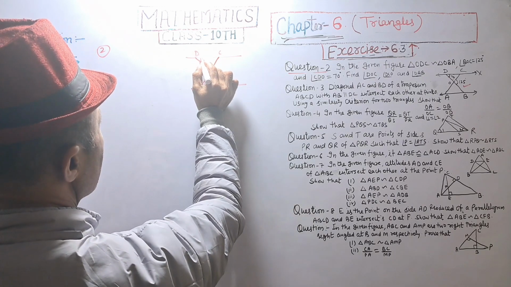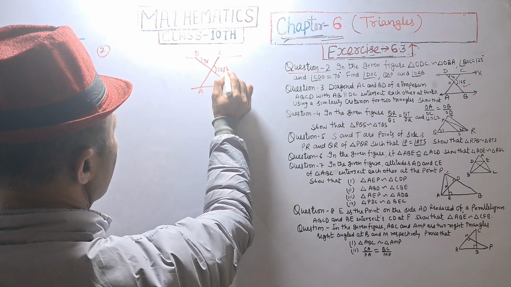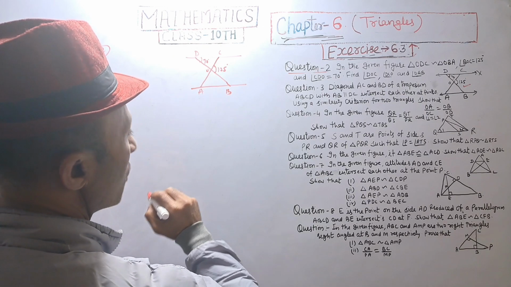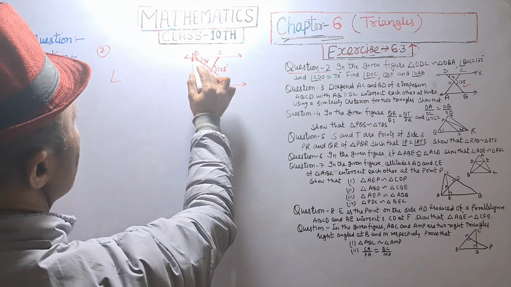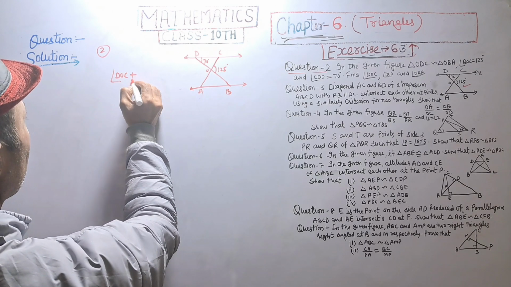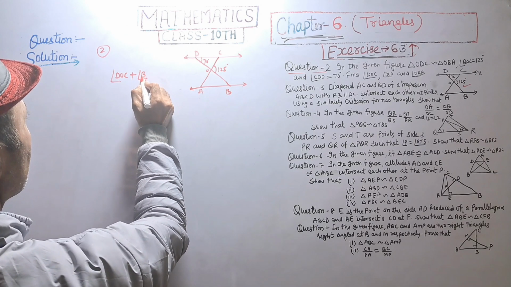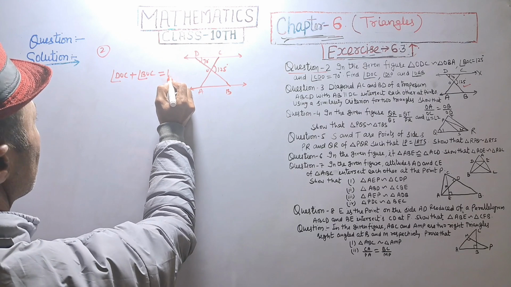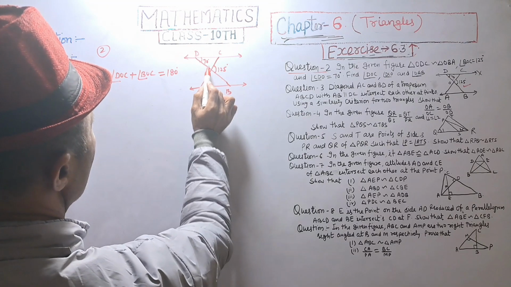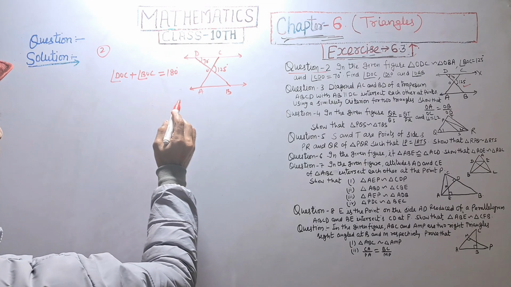ABCD, 70 degrees, 125 degrees, O. Angle DOC plus angle BOC is equal to 180 degrees. Angle DOC plus angle BOC is a linear pair, equal to 180 degrees.